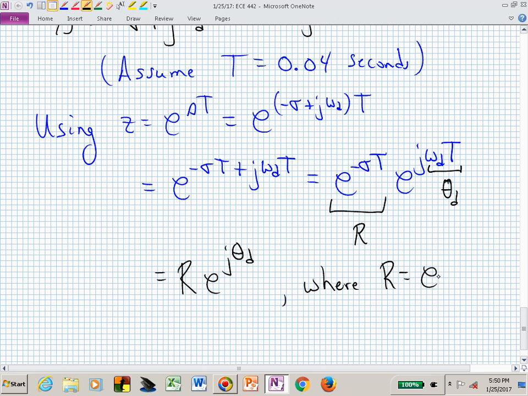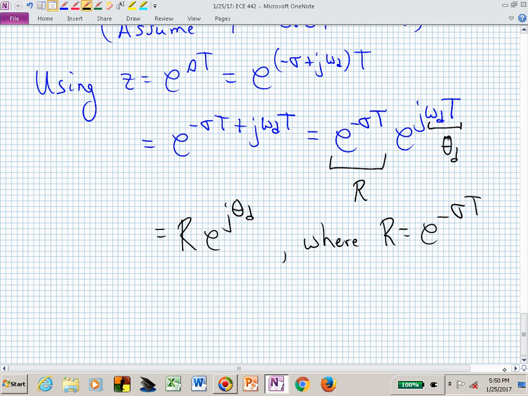R is equal to e to the minus sigma t, and I'm doing it now for the generic sigma and omega sub d. We'll just in a minute replace that with the specific numerical value that we said was our example of minus 3 plus j2. But right now, if somebody wanted to know what r was in terms of s, or a piece of s, it's now e to the minus sigma t, where minus sigma was the real part of that s. And omega sub d was the damped frequency of oscillation, and that gives rise to some angle.